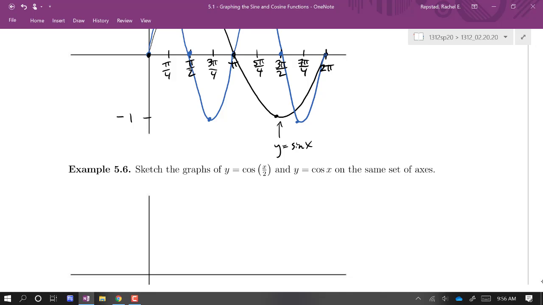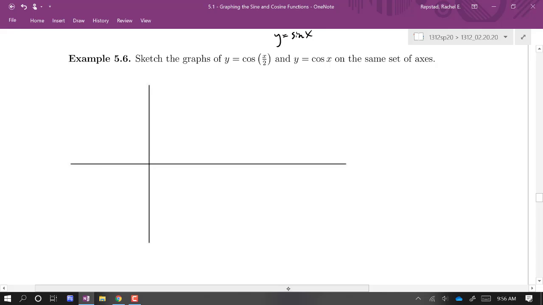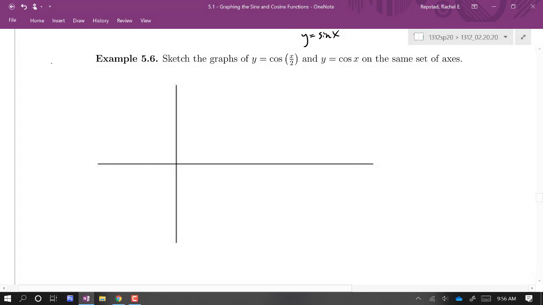So we're going to sketch the graphs of cosine of x over 2 and cosine x on the same set of axes. So the first thing, with cosine x, we know that the amplitude is 1 and the period is 2 pi. We've already graphed that.